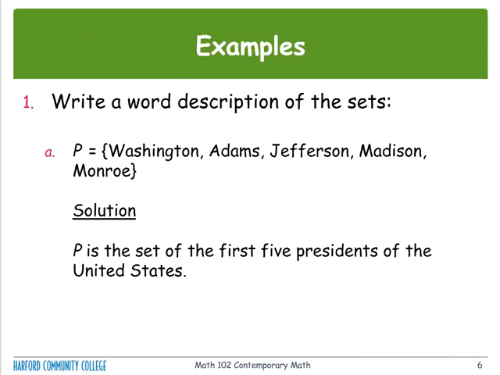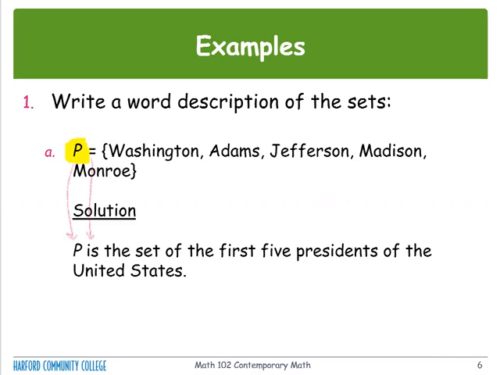For the next part, it is about the example. We're going to write a word description of the set that is provided. Okay, so the first one, part A, the name of the set is P. The solution is provided. I'll just walk you through it real quick.